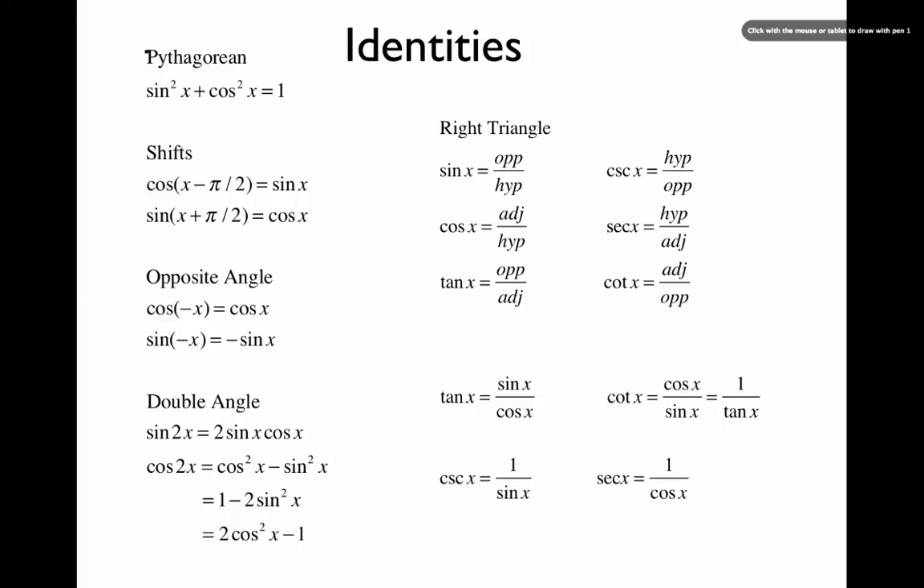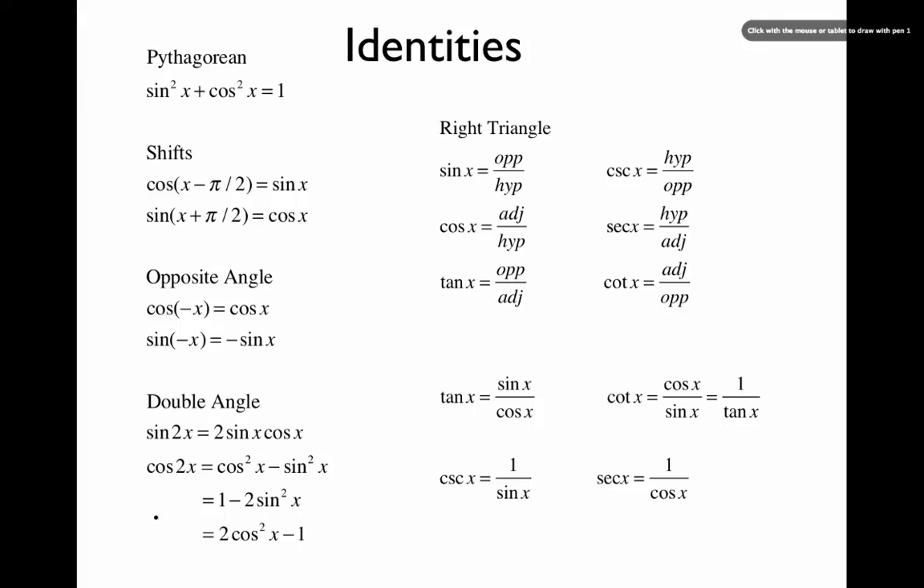We talked about that one. This is the most common one. We got the shifts we saw in the graphs. If cosine lags behind by pi over 2, it falls right on top of sine. Similarly, if sine is ahead by pi over 2, it's the same as cosine. We talked about the opposite angle identities.